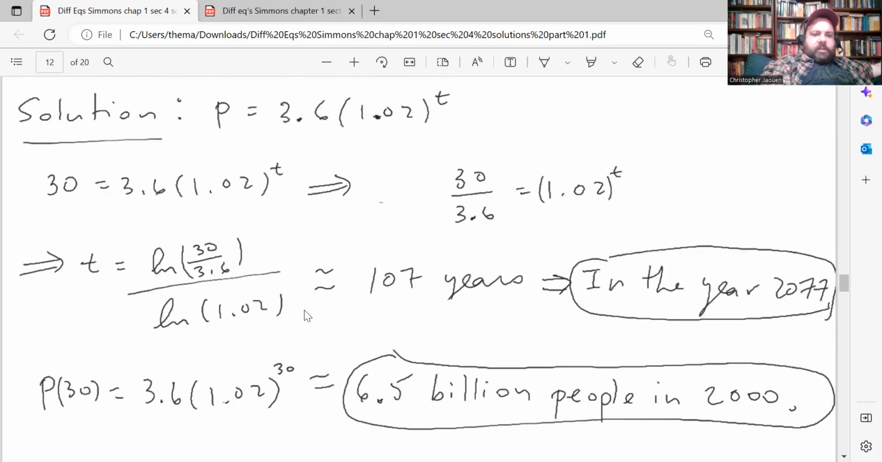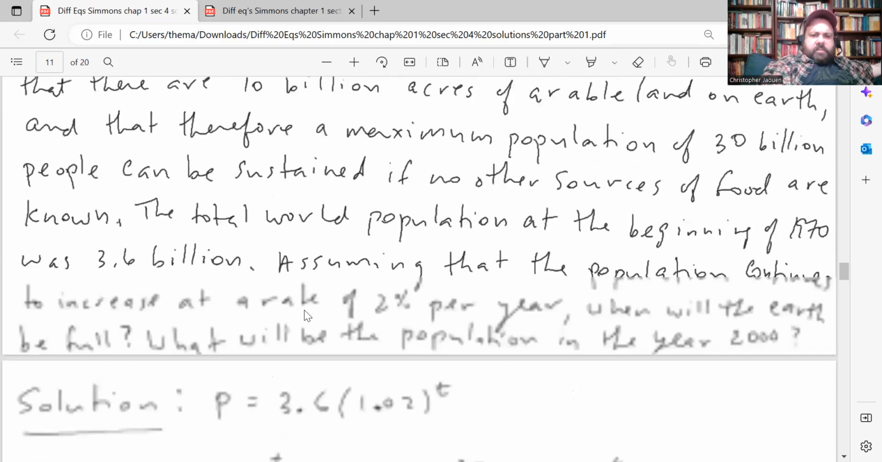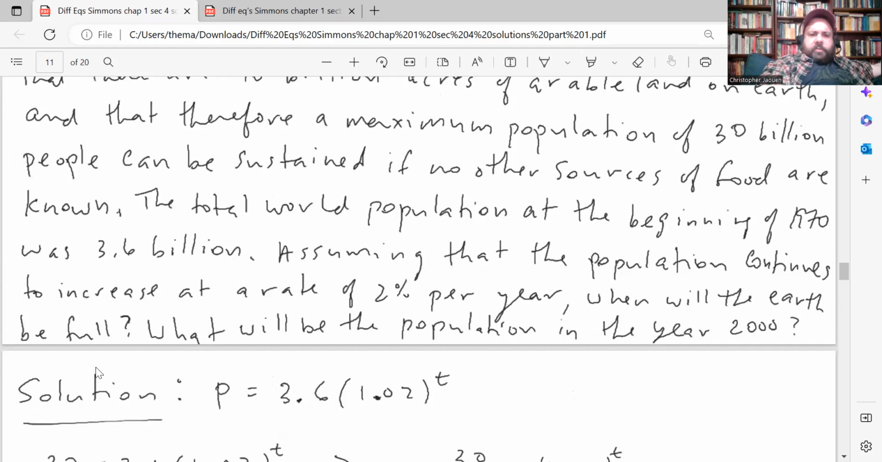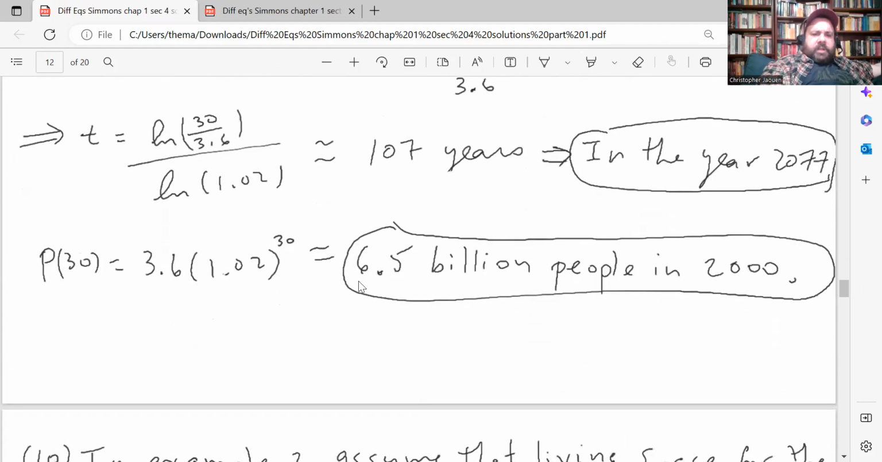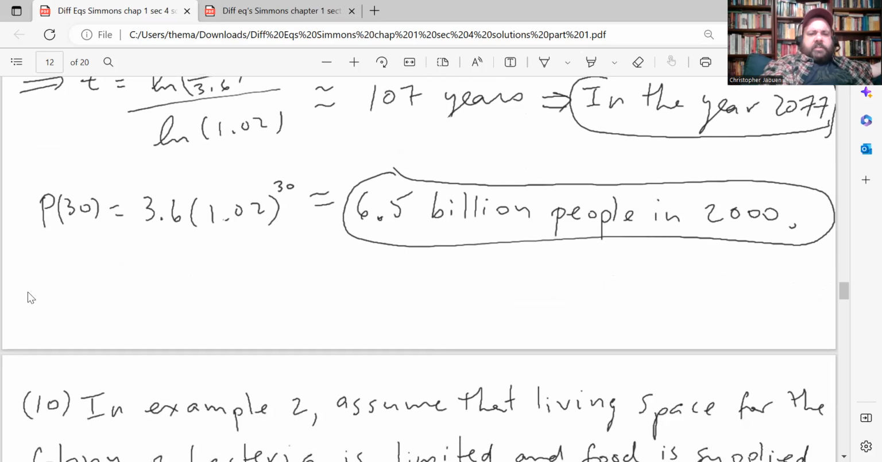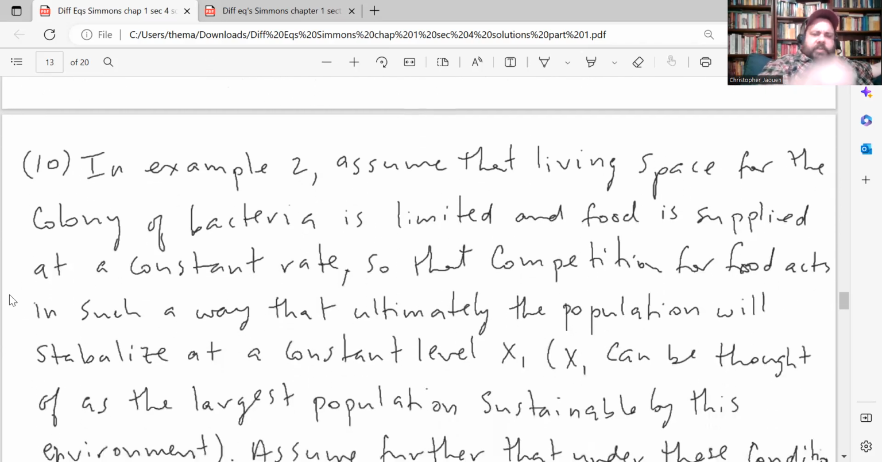And then the second part was, what did they want to know in the second part? When will the Earth be full, and what will the population be in the year 2000? So you just plug in, the year 2000 is 30 years past 1970, so you just plug in 30 there, and you get 6.5 billion people in 2000, which I believe is actually relatively accurate. I didn't look up the numbers, maybe I should have, but I think the world population was around 7 billion in the year 2000. If I'm wrong, you can correct me in the comments. But, all right, question number 10.